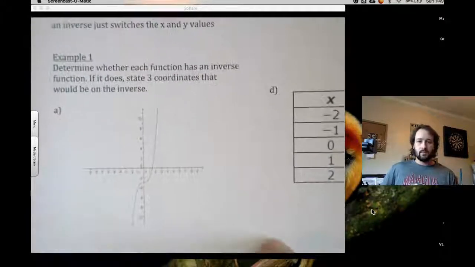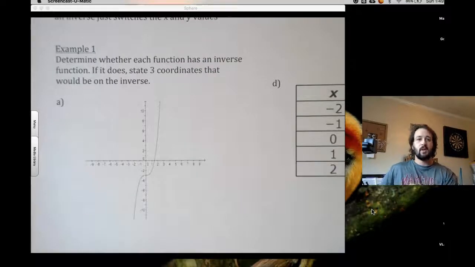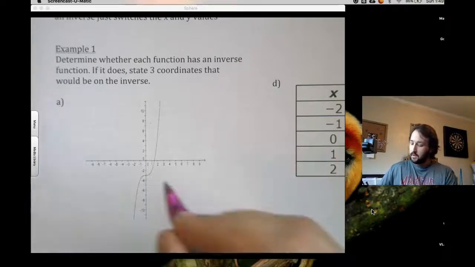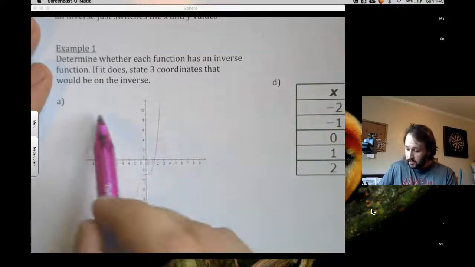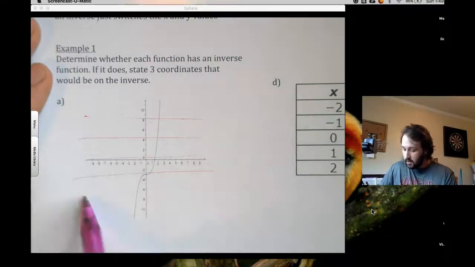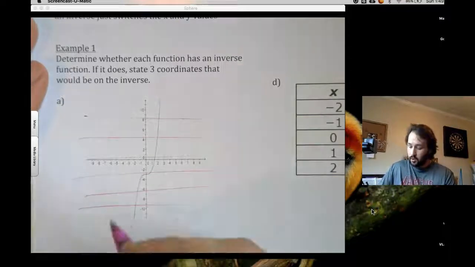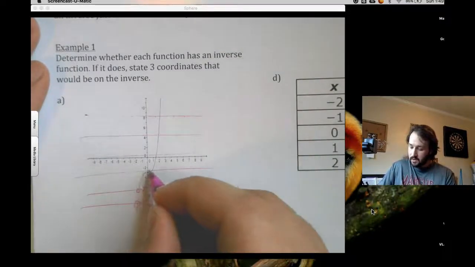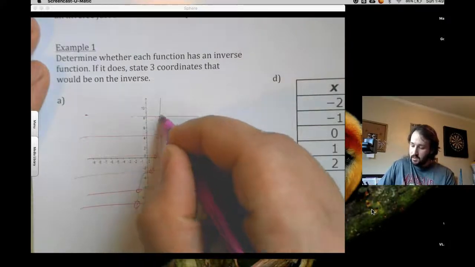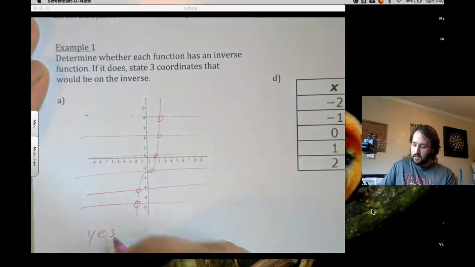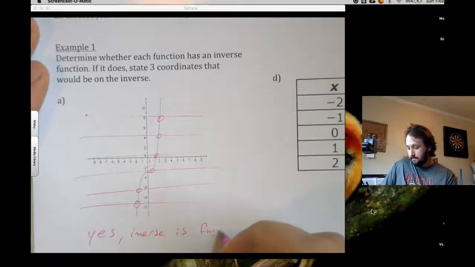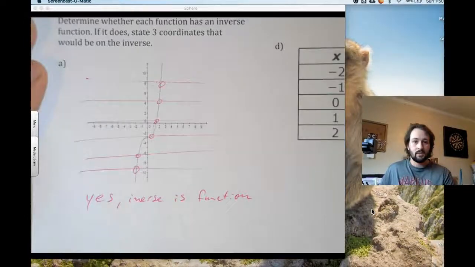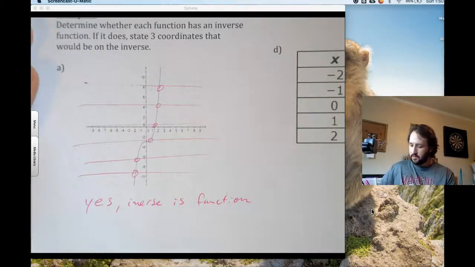So just looking at these examples, determine whether each function has an inverse function. If it does, state three coordinates that would be on its inverse. So first thing, does it pass the horizontal line test? Well, let's see. If I run a horizontal line anywhere on my graph, it only hits it at one point at any given time. So it looks like it's only one point everywhere. So yes, the inverse is a function. I'll just start writing yes. All right, and if it is, state three coordinates that would be on its inverse.